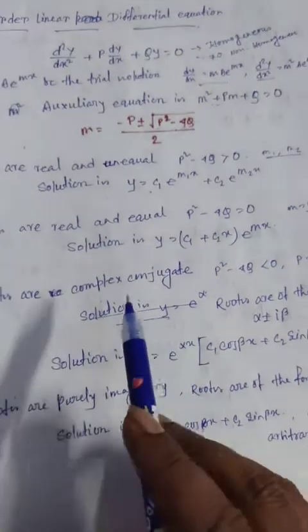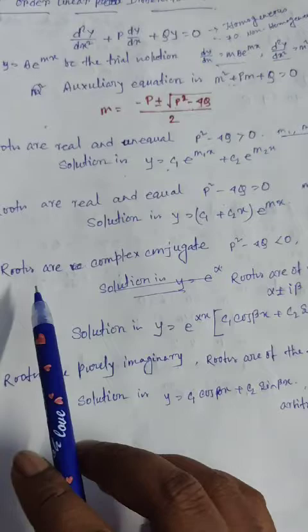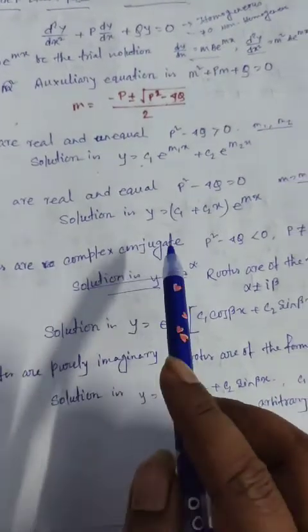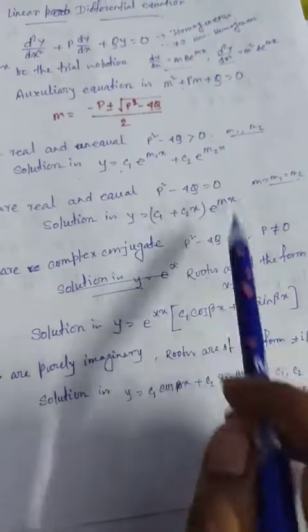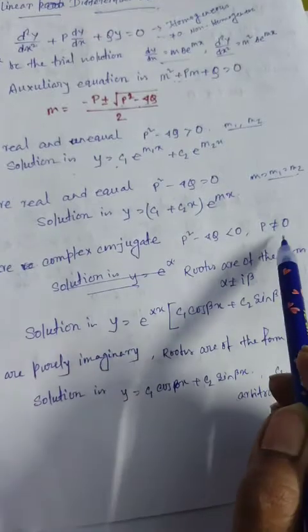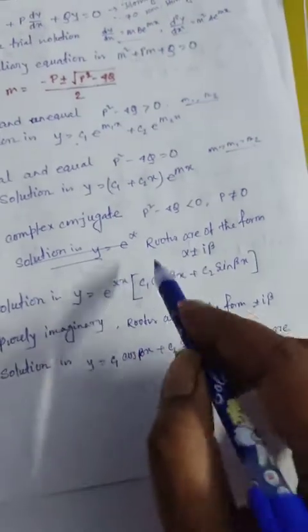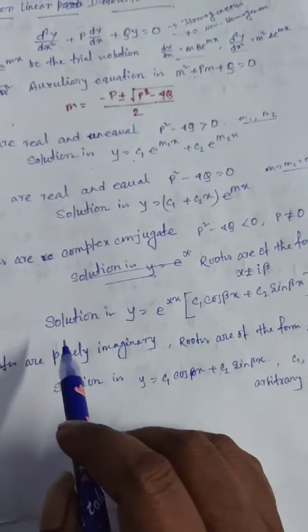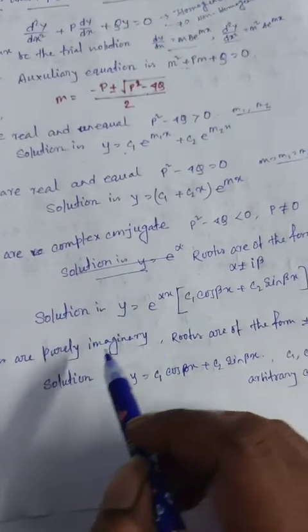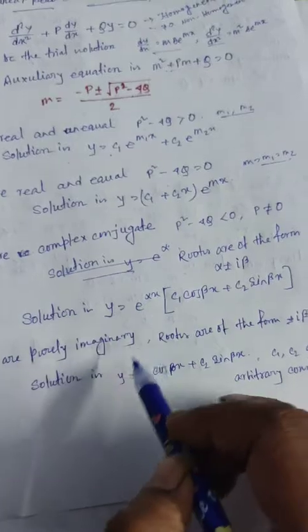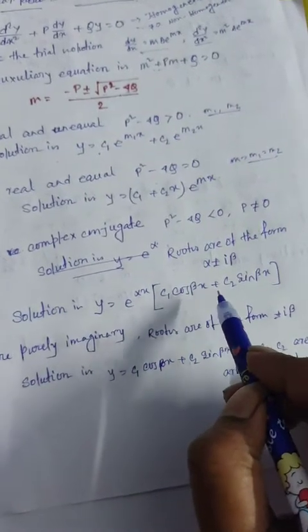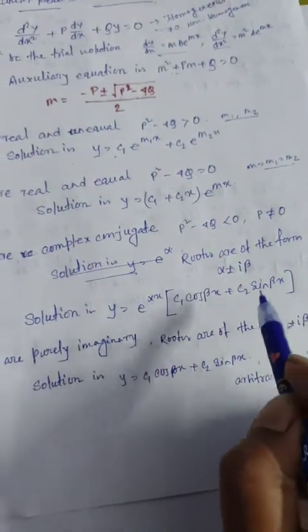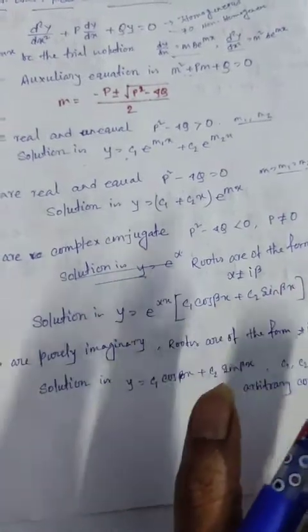And there are two more cases. One is when the roots are complex conjugate, that means p square minus 4q is less than 0 and p is not equal to 0. The roots are of the form alpha plus or minus i beta. In that case the solution is of the form y is equal to e to the power alpha x, into c1 cos beta x plus c2 sin beta x, where c1 and c2 are arbitrary constants.